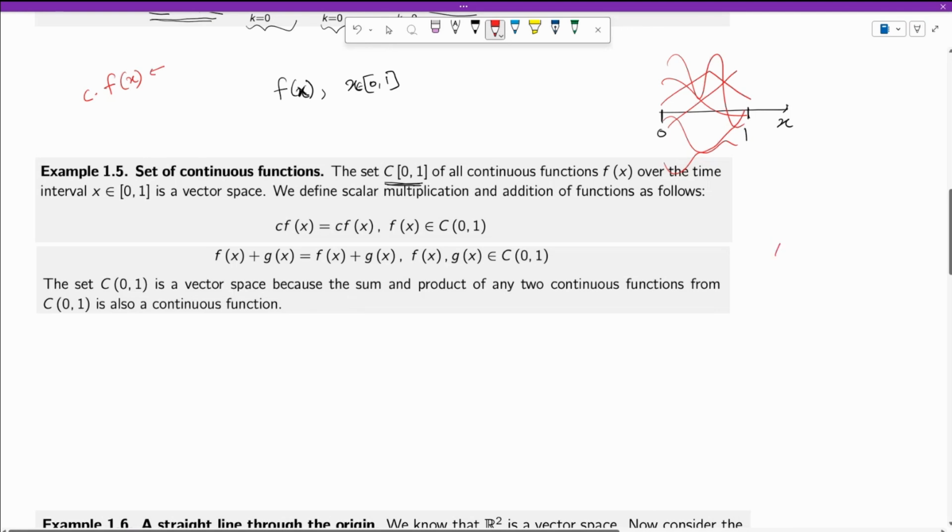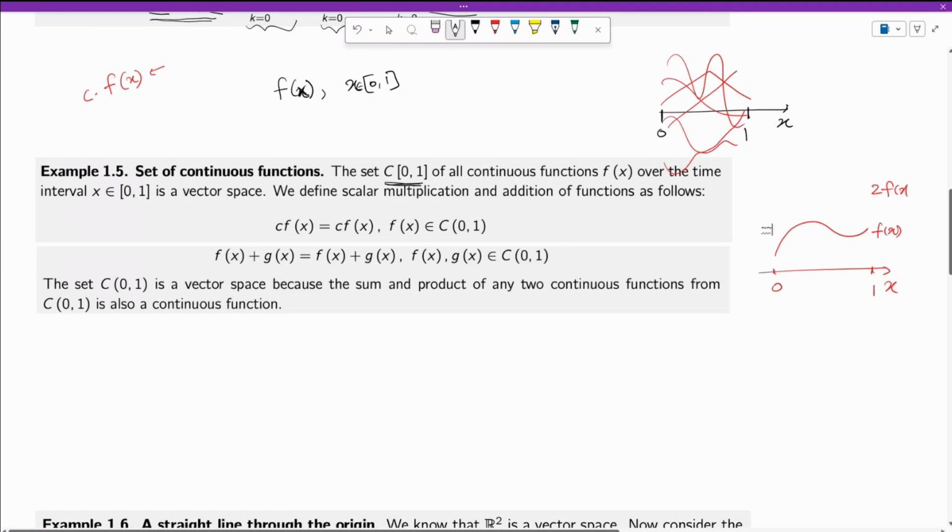So for example, if I had a function like this, which is my f(x), and let's say I'm multiplying it by a factor 2, then 2 times f(x) would simply be this. Well, it'll not be exactly like that. Probably like this, depending on the exact value of f(x) here.